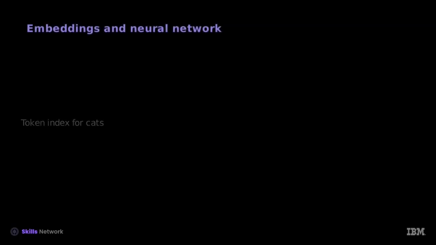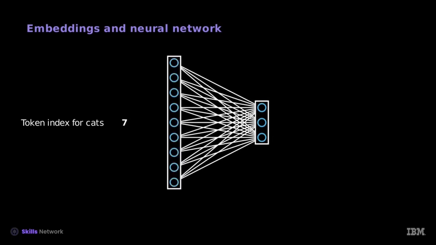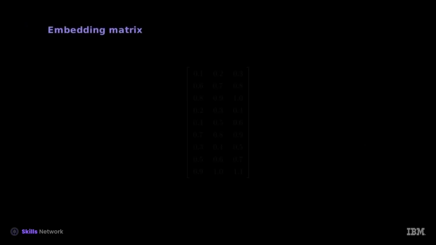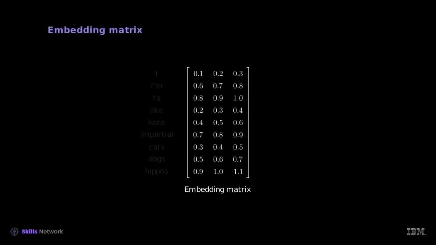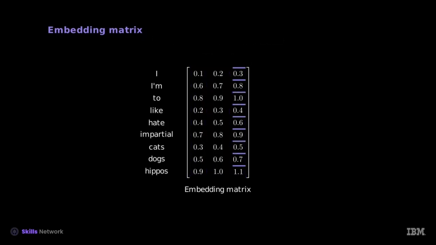Instead of using a one-hot encoded vector, you can substitute it with the token index, in this instance 7. The output mirrors the one-hot vector. The layer that accepts this index is called the embedding layer, and its output is the embedding vector. The embedding weights are combined to form an embedding matrix. The number of columns is the embedding dimension. Each row represents a word.